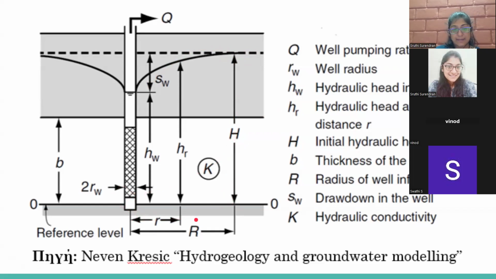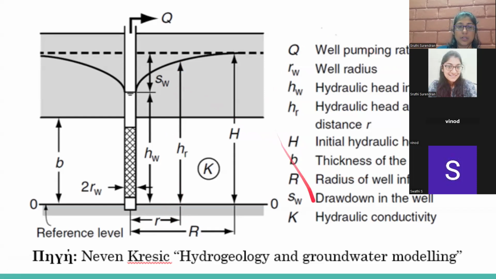R is any distance from the center of the well to a point somewhere over here, and the height of the water at this point, at a distance R from the center of the well, is given by HR.